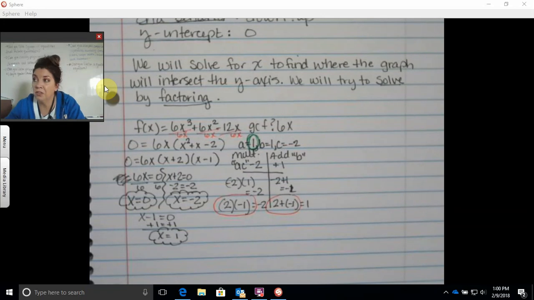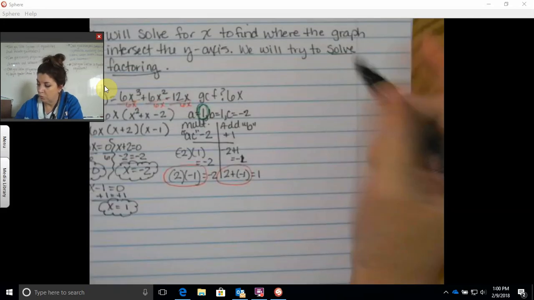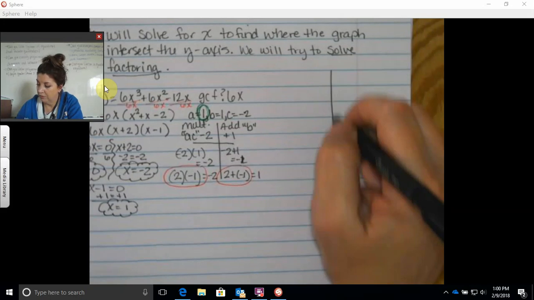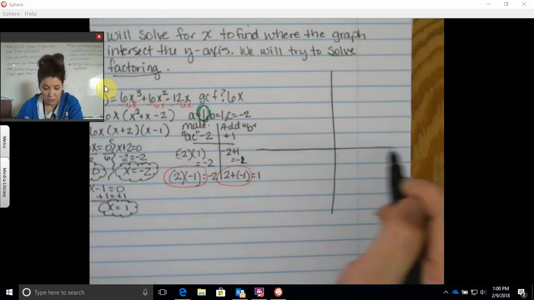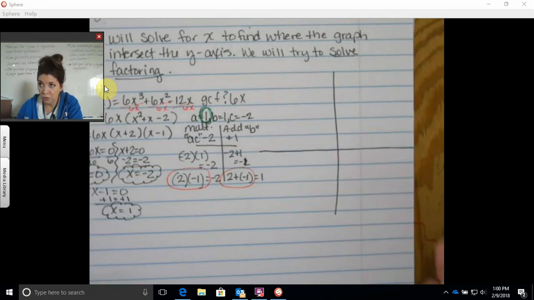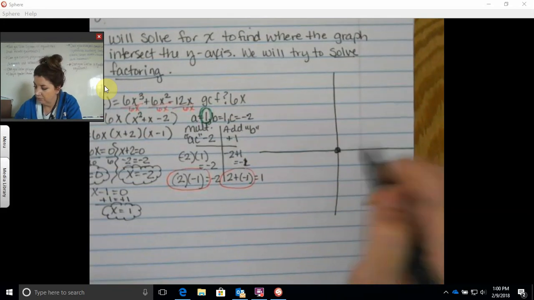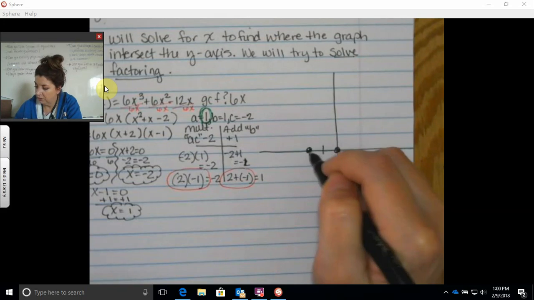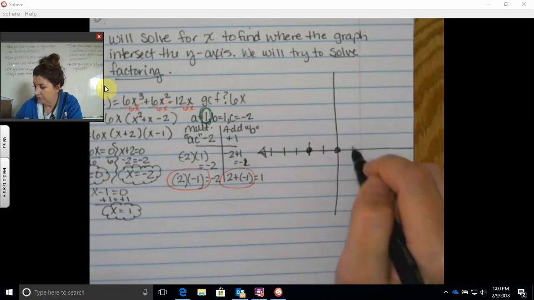So now that we know where the graph's going to cross the x-axis, let's go ahead over here and sketch our graph, or what we know of our graph. I know my x-intercepts, or my roots, or my solutions, or my zeros. It's going to cross the x-axis at 0, at negative 2, and positive 1.